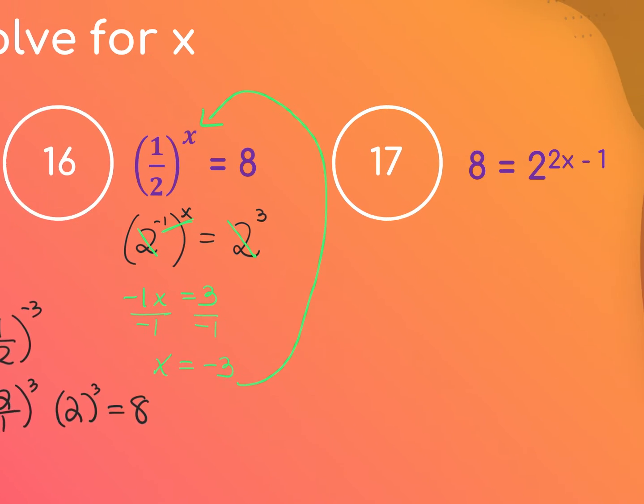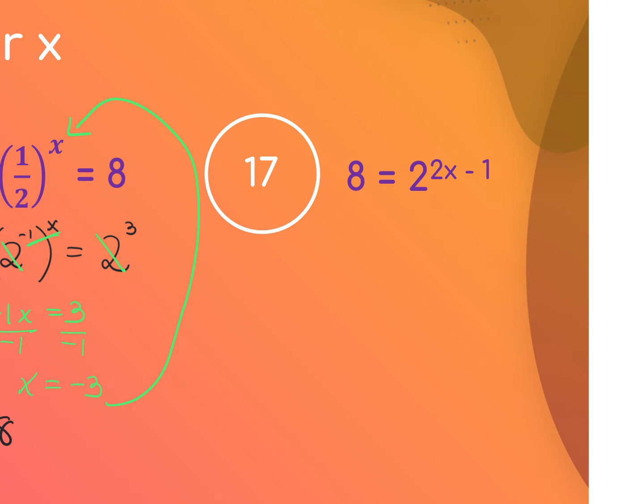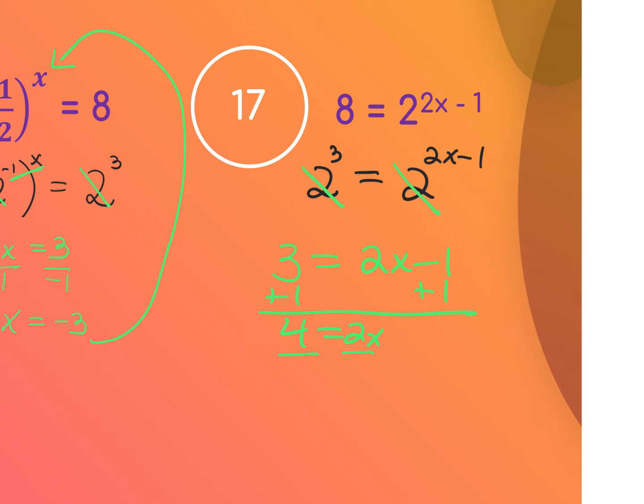Let's try 17. So again, I'm going to try to make the 8 into the smaller number. I can change 8 into 2 to the 3rd. And now 2 is raised to the 2x minus 1. I have the same base, get rid of it, and now set the exponents equal to each other. 2x minus 1, going to add 1. 4 equals 2x. Divide by 2, and x equals 2. Again, you can plug it in, and it should give you 8.